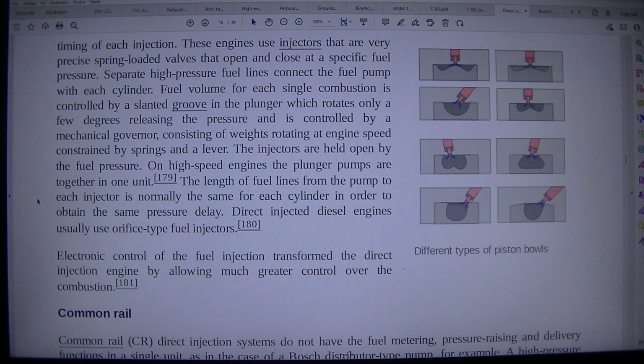The length of fuel lines from the pump to each injector is normally the same for each cylinder in order to obtain the same pressure delay. Direct injected diesel engines usually use orifice-type fuel injectors. Electronic control of the fuel injection transformed the direct injection engine by allowing much greater control over the combustion.